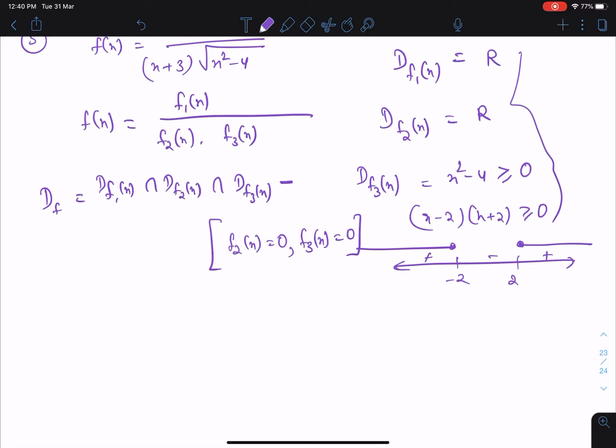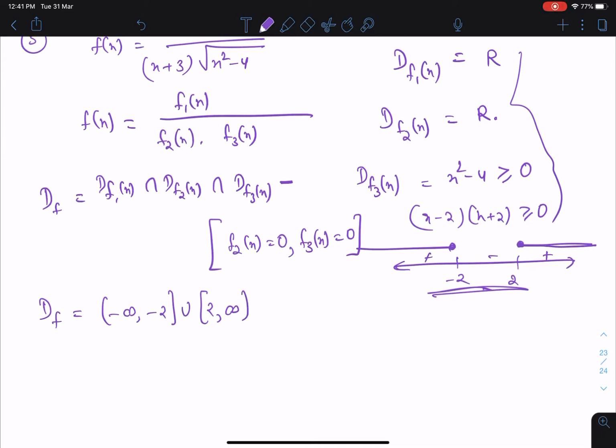Now if I ask you what is the intersection of all these three domains? See, R intersection R is R, but R intersection this will be this whole portion. That means the domain of f will be from minus infinity to −2 union 2 to infinity. You are taking the common part. R means I am talking about the whole part, and this is the smallest part from the R, so when you are taking intersection, this will be the final part.